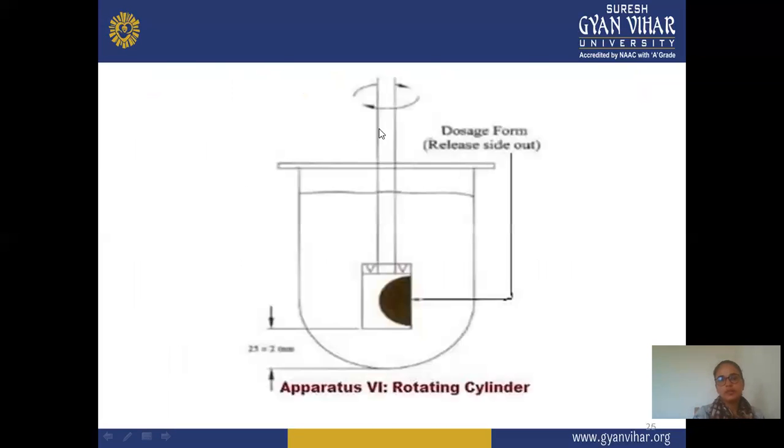It's a diagram. In this, it's your rotating cylinder, and the dosage form releases from this side, or it's your patch that contains the drug, and it's your water bath of buffer solution, and you put your patch here, and it releases slowly through this beaker or through this apparatus. So this is a diagram of type 6 rotating cylinder.